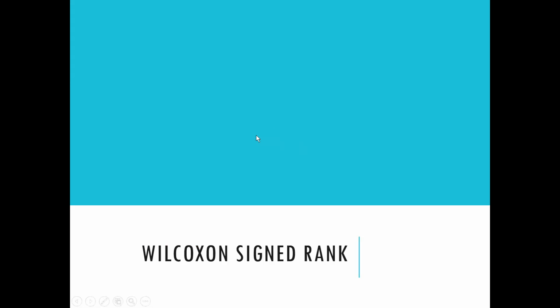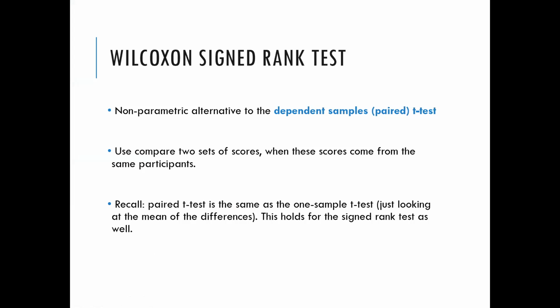Okay, so then we talked about the Wilcoxon signed rank test. So the rank sum test, and then this is the signed rank test. And this is the alternative to a dependent or paired t-test. And so remember, it's similar to the independent samples t-test. So we have a continuous outcome and we're comparing two groups. But this time, the scores in those two groups come from the same participants.